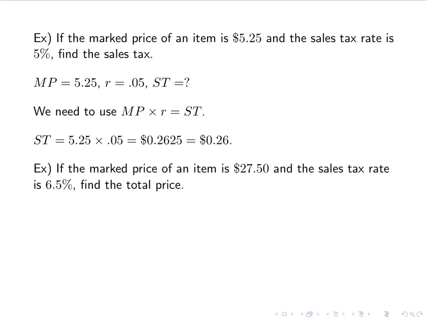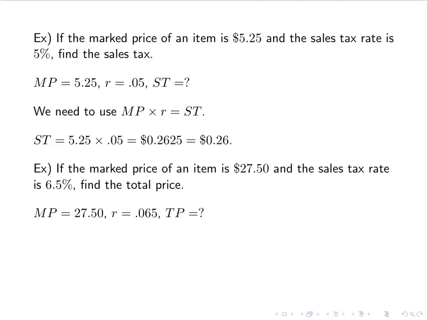If the marked price of an item is $27.50 and the sales tax rate is 6.5%, find the total price. So this starts off the same way. We know the marked price, we know the sales tax rate, but now we're looking for the total price. So MP is 27.50, R is 6.5%, again that's 0.065, and we're looking for TP.